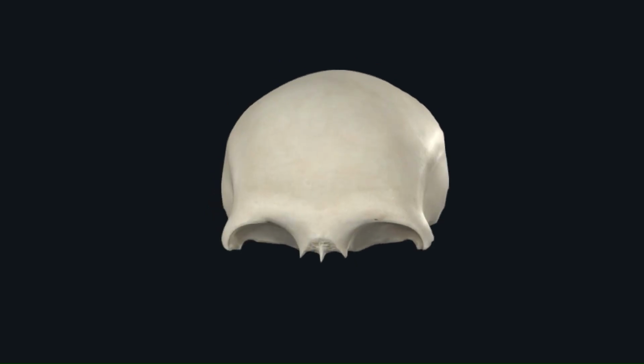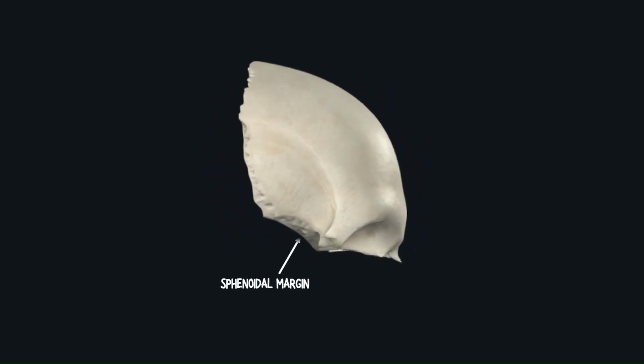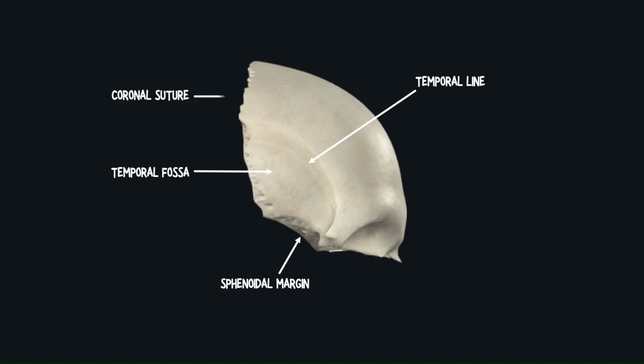From the lateral perspective we can see the sphenoid margin, the temporal fossa which mainly houses the temporalis muscle. The fossa has as its anterior and superior boundaries the superior temporal line, the point where the temporalis fascia attaches, and the inferior temporal line, point of origin of the temporalis muscle, and finally the coronal suture.